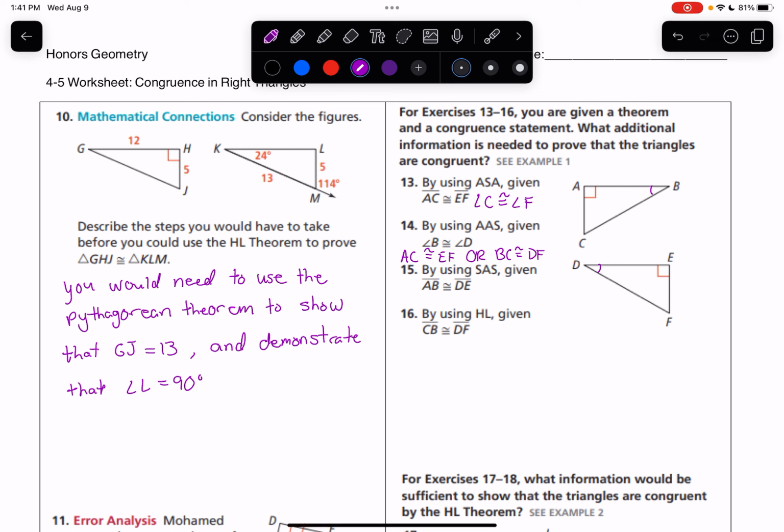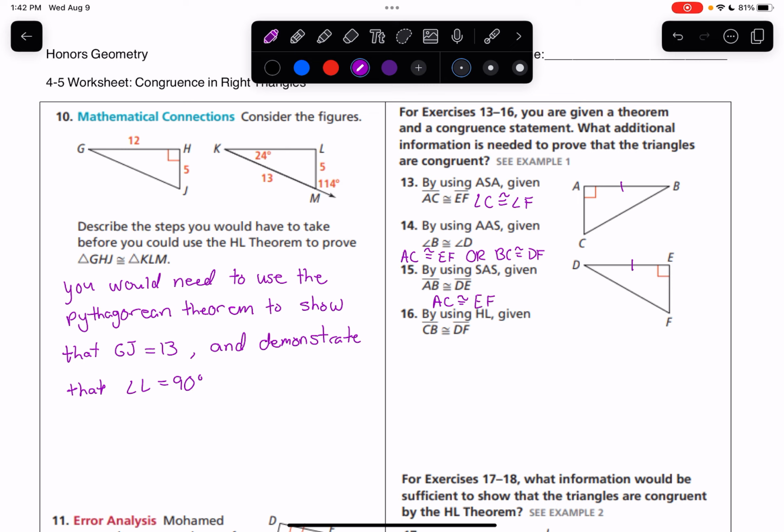Then what about if we want to use side angle side, knowing that AB is congruent to DE? So if AB is congruent to DE, and we want to use side angle side, then the angle we have must be the included angle, and the other piece of information we need must be this side right here, AC, and this side right here, EF, to make this side angle side. So that would mean we need to know that AC is congruent to EF.